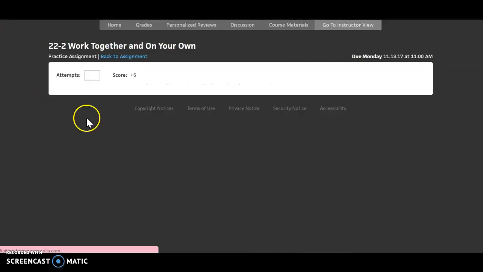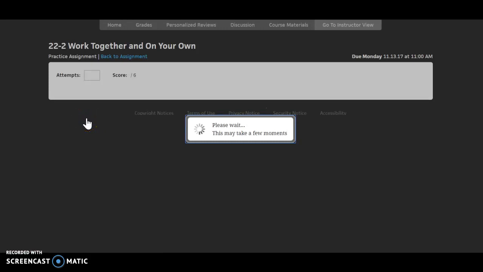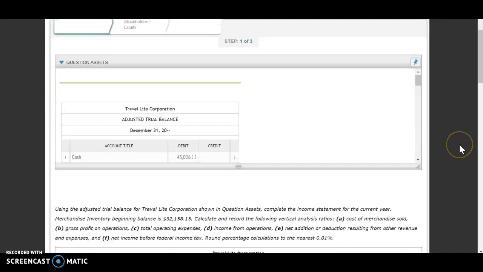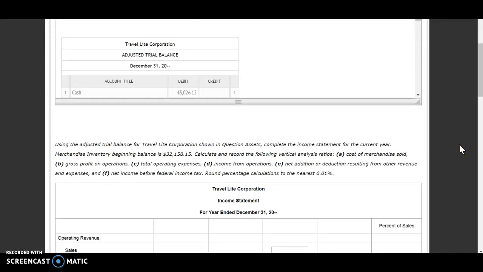22-2 work together. So step 1 says using the adjusted trial balance for Travel Light Corporation shown in question assets, we're going to complete the income statement for the current year.